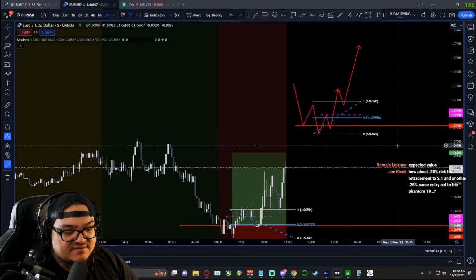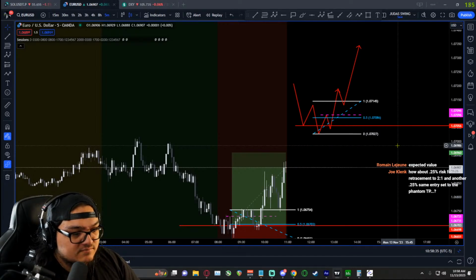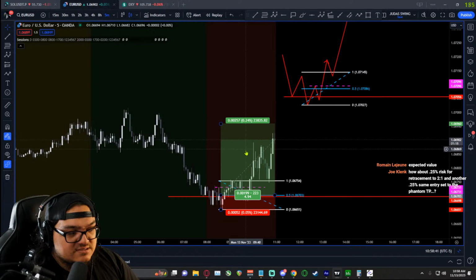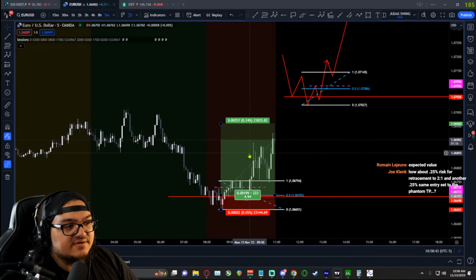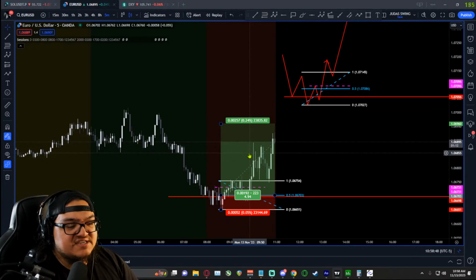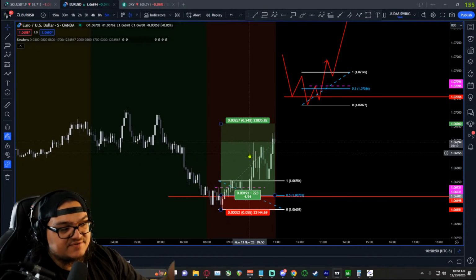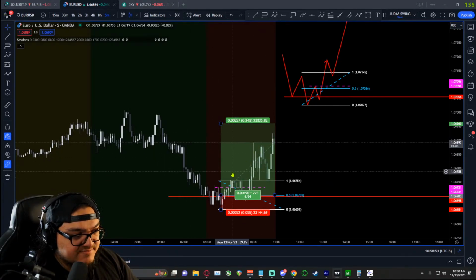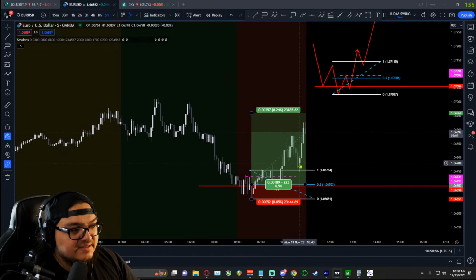Expected value. I don't know yet. I don't have the answer to that yet, because even though your risk to reward is better, if you're missing a quarter, if you're only taking a quarter of the trades, so let's say if you're only taking 25% of the original entries that you were taking, right, it might not be worth it.